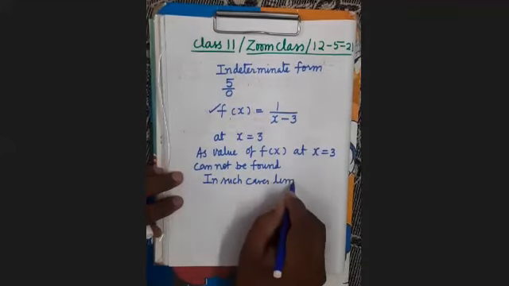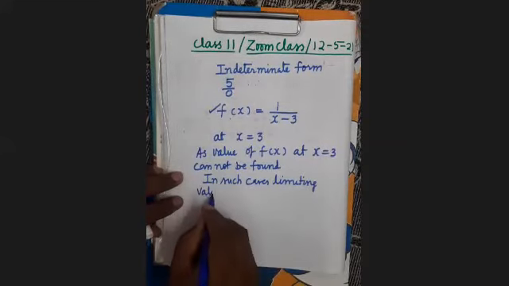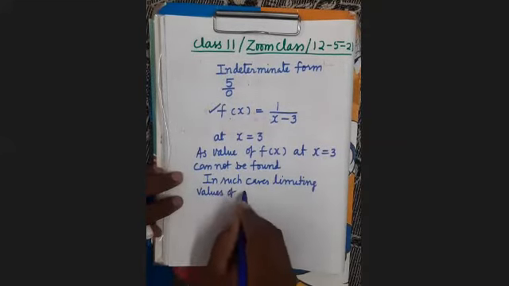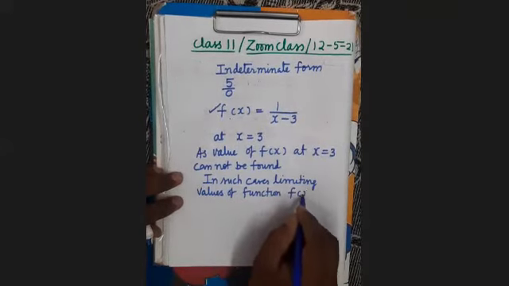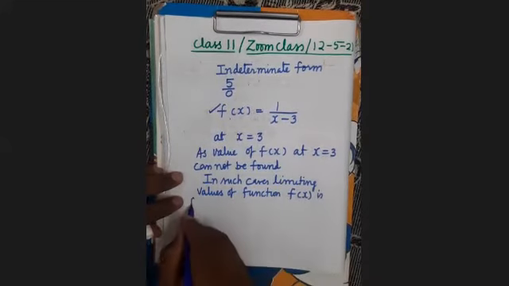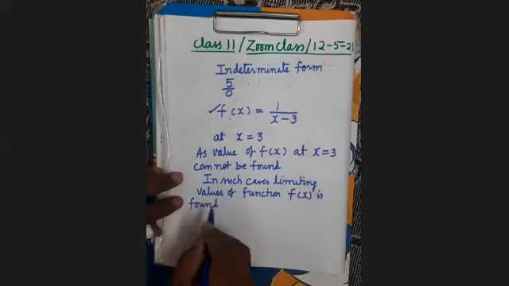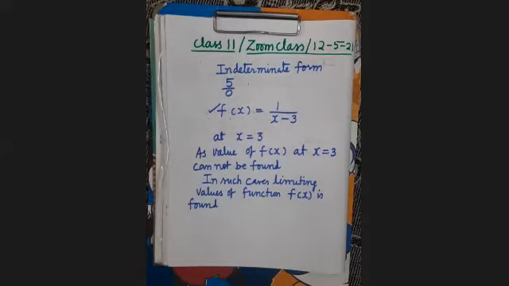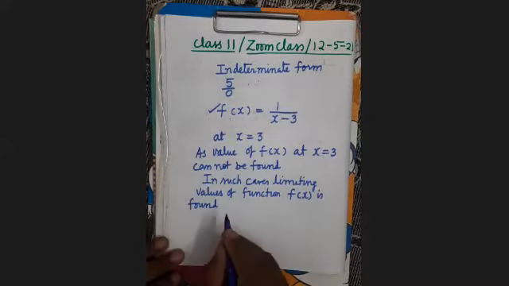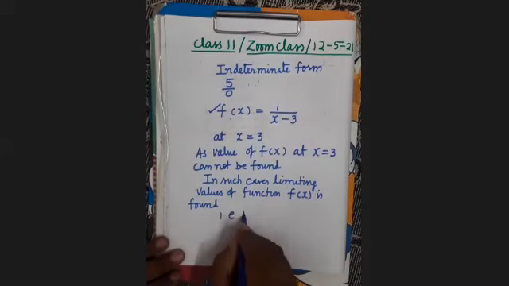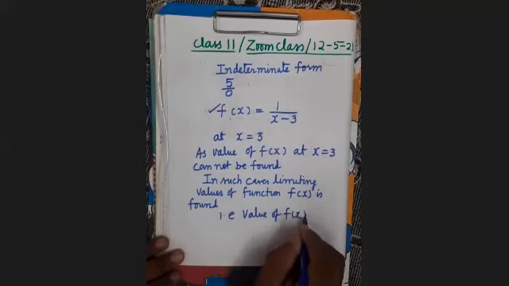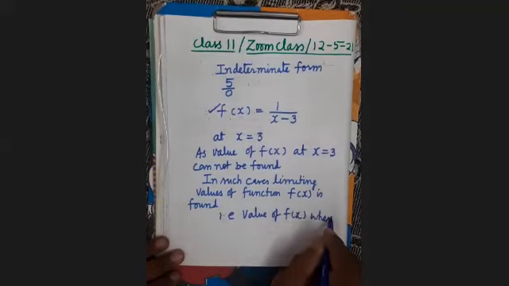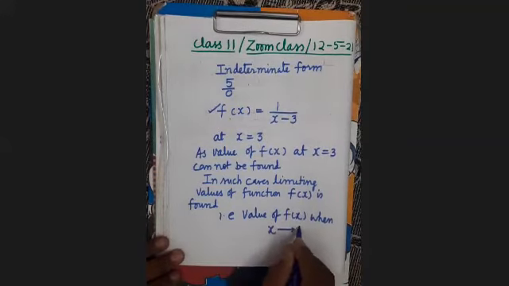limiting values of the function are found. Function means f(x) is found. We will determine the limiting value of the function. It's clear. Means that is the value of f(x) when x is tending to 3.